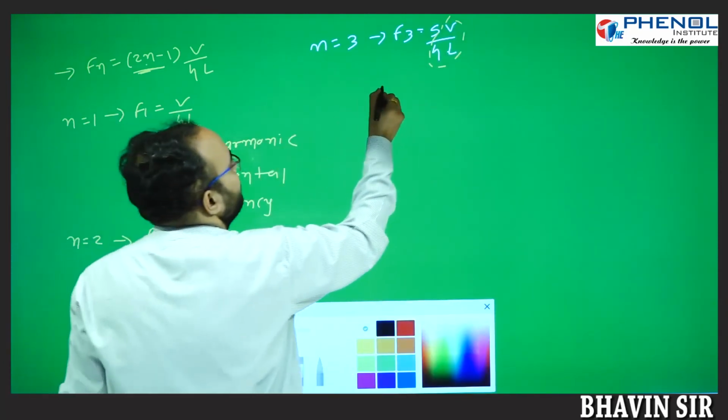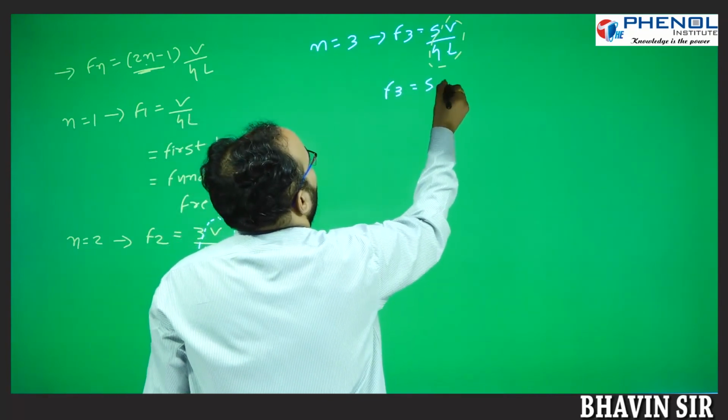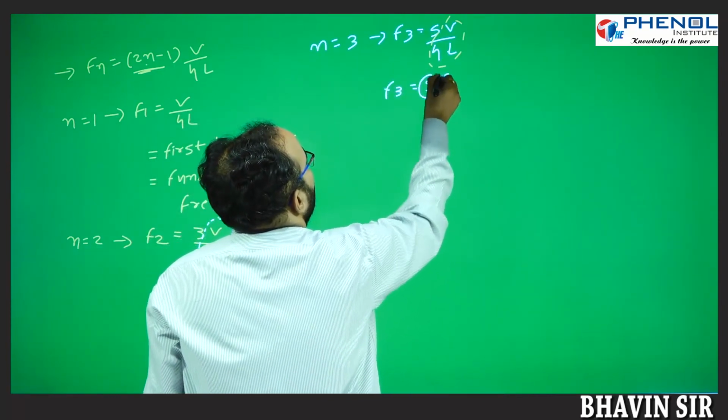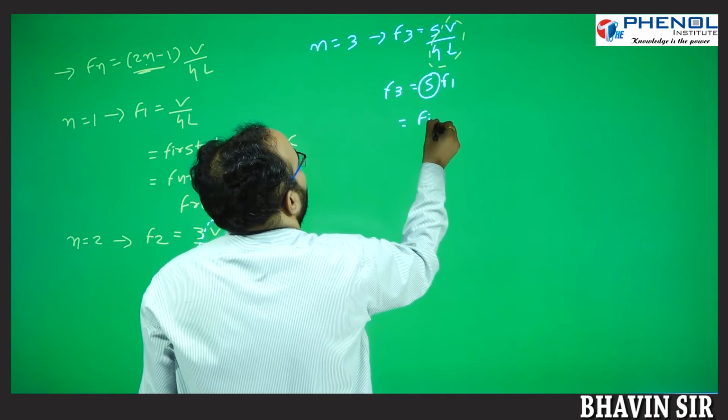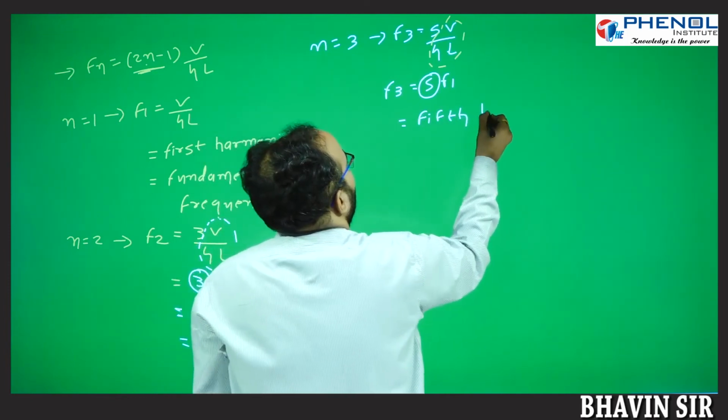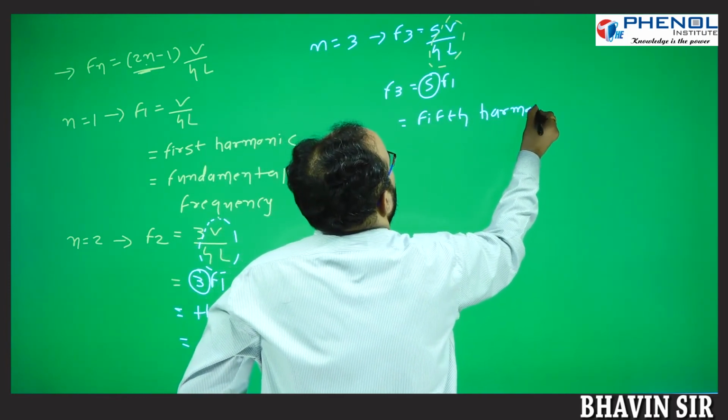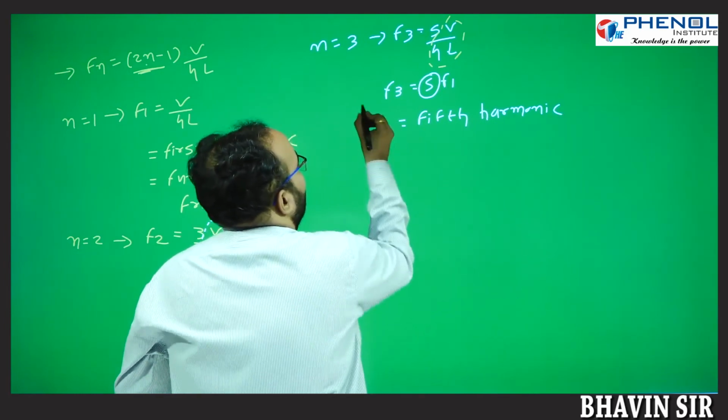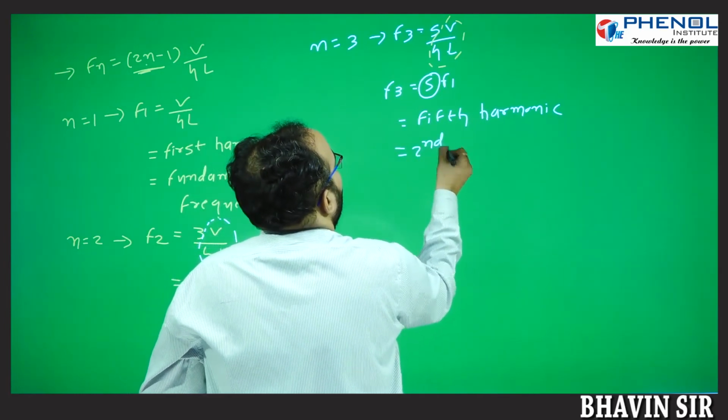f1. So here we get 5f1. So students, it is 5, so it is known as the fifth harmonic, or n equal to 3, so second overtone.